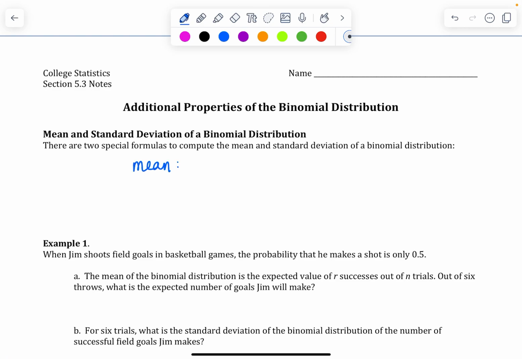The mean of the scenario in binomial, right, mu, is simply the number of trials times the probability of success. Think of this as the expected number. So if I'm shooting a basket 10 times and I'm a 30% free throw shooter, you would expect me to have 10 times 30% chance of getting it in, gives me on average 3 baskets, right? And that's what we mean by that, right?